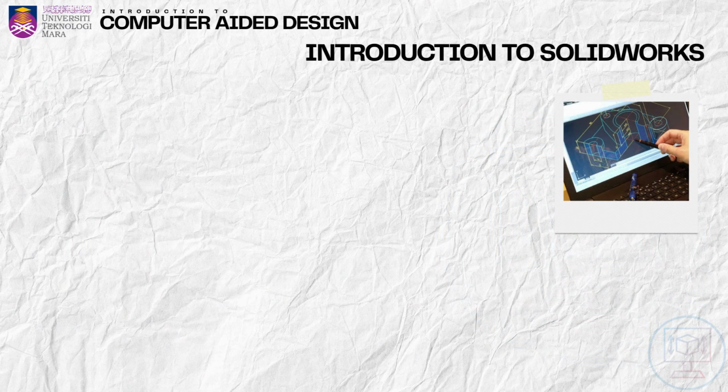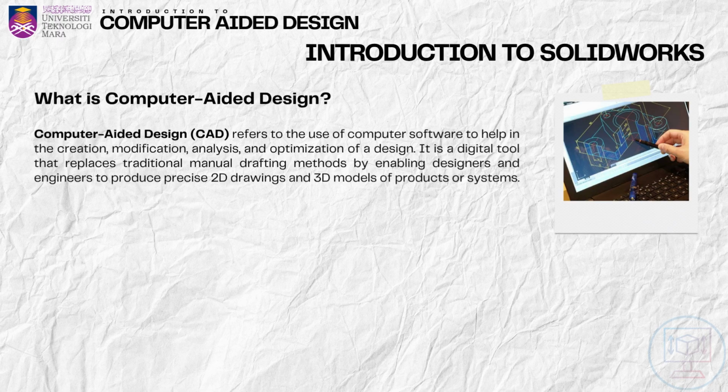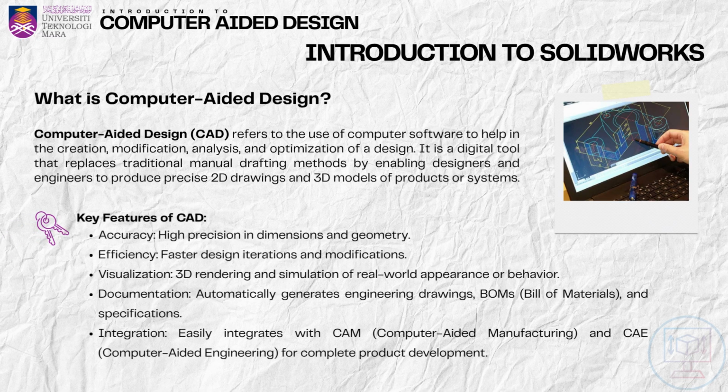Let's begin with the fundamental question: what is computer-aided design? In simple terms, CAD refers to the use of computer software to assist in the entire design process. This includes creating, modifying, analyzing, and optimizing a design. Think of it as a digital drafting board but far more advanced and efficient. It replaces traditional manual drafting methods, allowing designers and engineers to create incredibly precise 2D drawings and 3D models of products or systems. CAD software comes with several key features that make it indispensable in modern engineering and design.